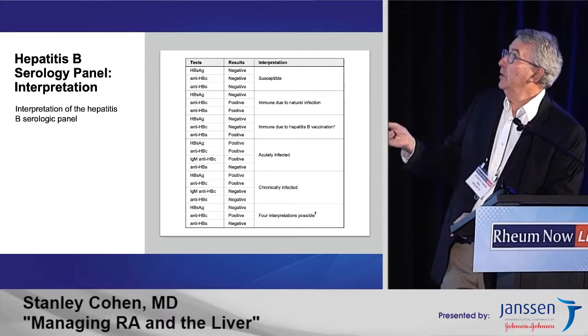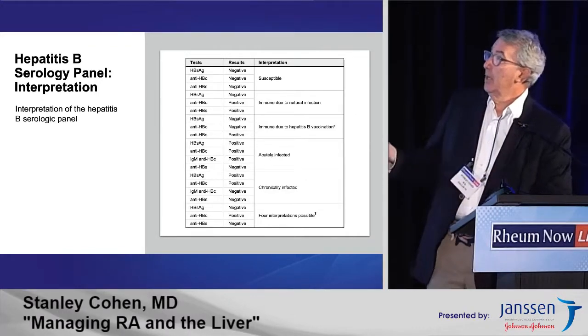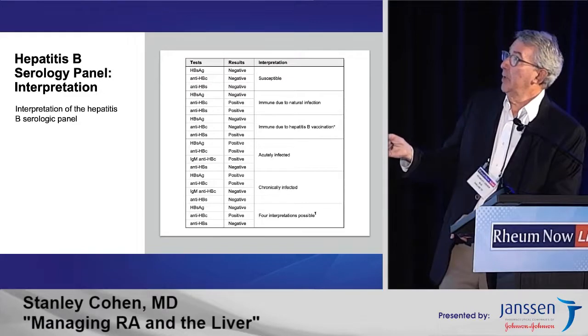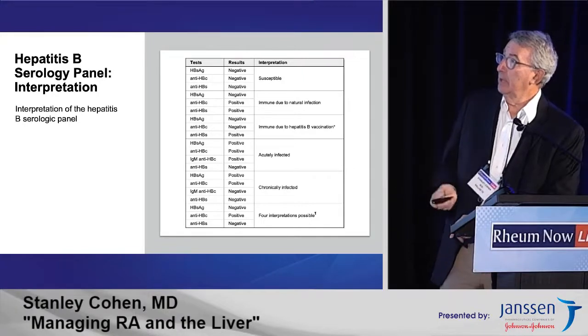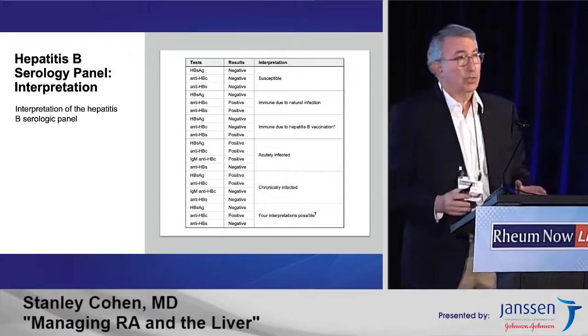These folks here in the middle are surface antibody positive, negative for core antibody, and negative for surface antigen. They have been vaccinated. Here we have a patient who's surface antibody negative, core antibody positive, and IgM anti-core antibody positive. These are the people who are acutely infected.